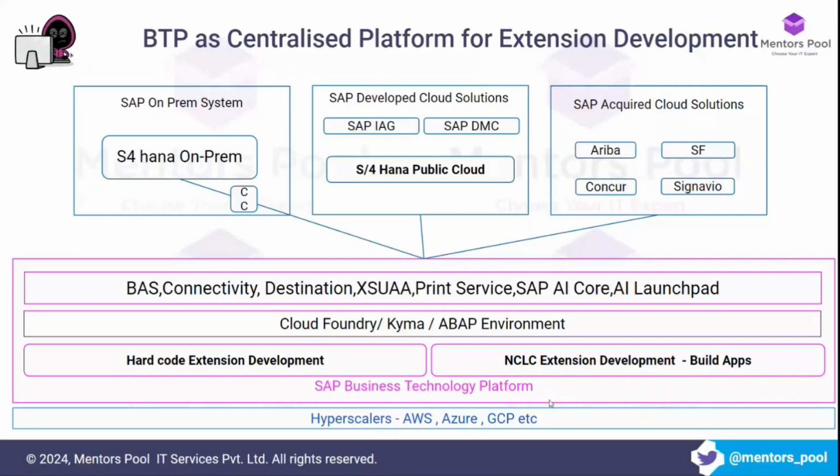So if you look at this architecture here, you have SAP on-prem systems or SAP developed cloud solutions or SAP acquired solutions, which could be Ariba, SuccessFactors, Concur, or Signavio for that matter. Everything can be extended on SAP BTP via different technologies and different programming models available there, respectively. When I say respectively, I mean not everything fits everything, right? Not every t-shirt size for all kinds of solutions. You need a sword where you need a sword. You need a pen where you need a pen.